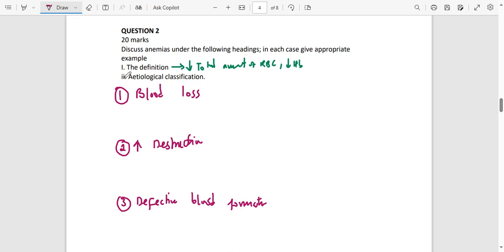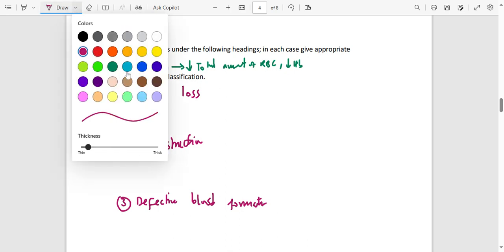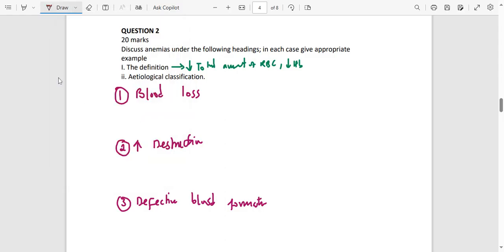So these are the basic classification. Remember the first thing we said, the definition of anemia, there is a reduction in the amount of red blood cells or hemoglobin. So what can lead to the reduction? You can either be having a blood loss or increased destruction of the red blood cells, or you are not making enough. So let's start with the blood loss. As our doctor said, blood loss can either be acute or chronic.